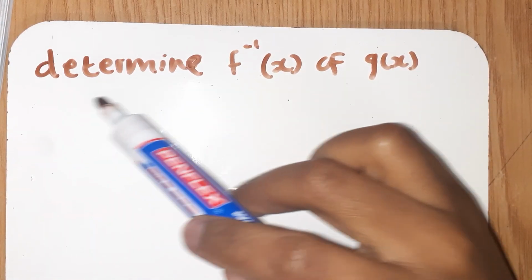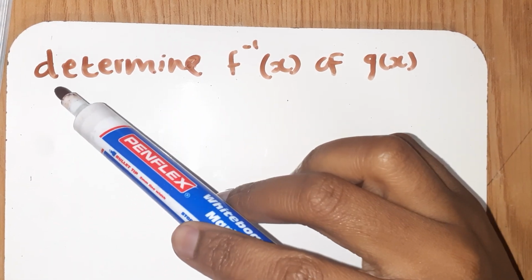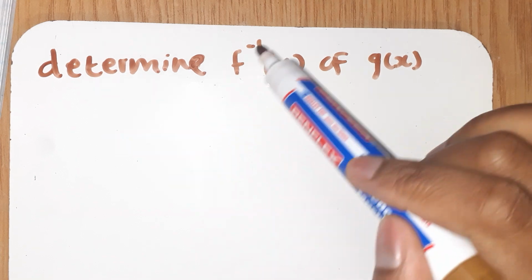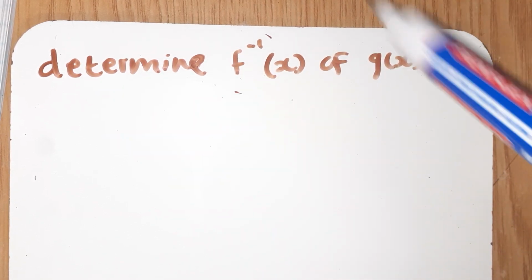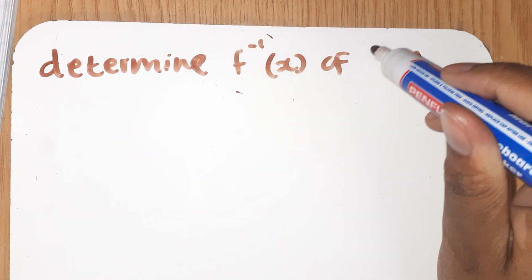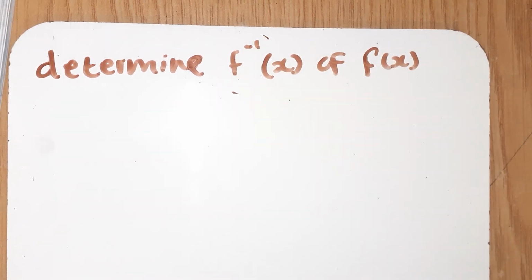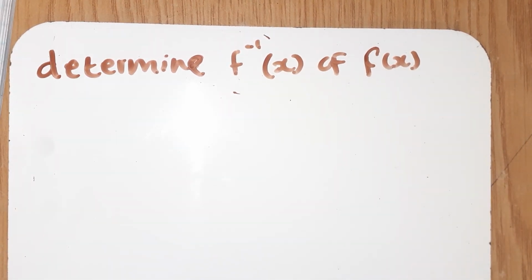Always know that when they say they've given you a graph, and then maybe question number 3.4 or 5.4 in that question says determine the equation of g inverse at x, or let's say f inverse at x. This -1 means the inverse. They want you to determine the equation of the inverse.